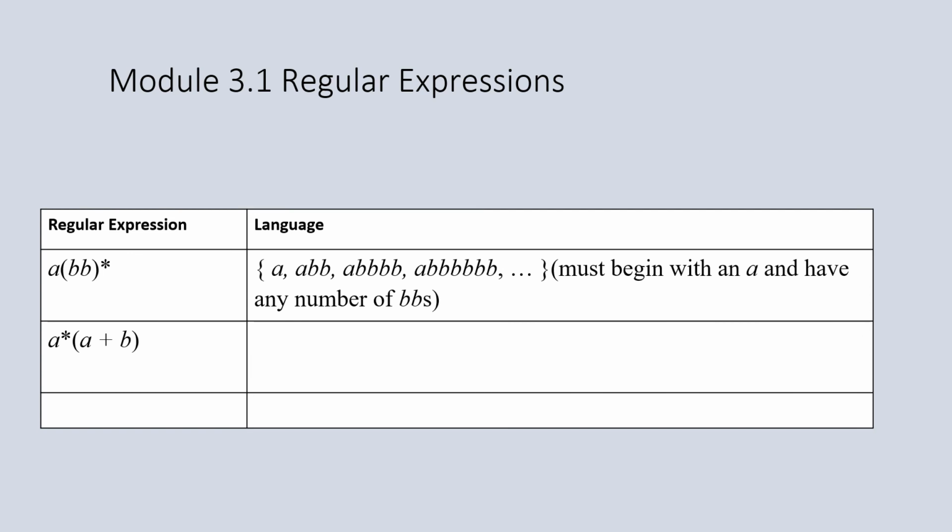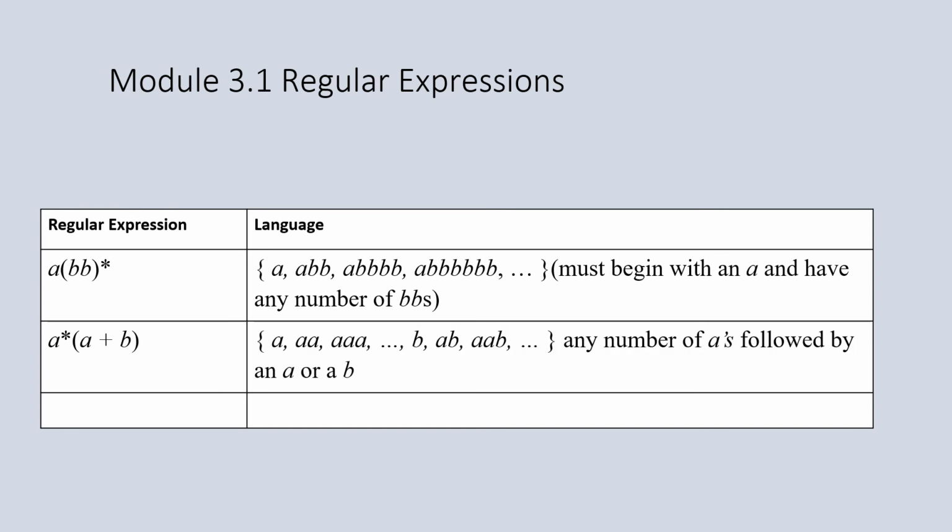The next one, does this include the empty string? No, it does not, because it must end with an A or a B. So you could have any number of A's, and then the string must end with either an A or a B. So any number of A's, including 0 A's, followed by an A or a B.